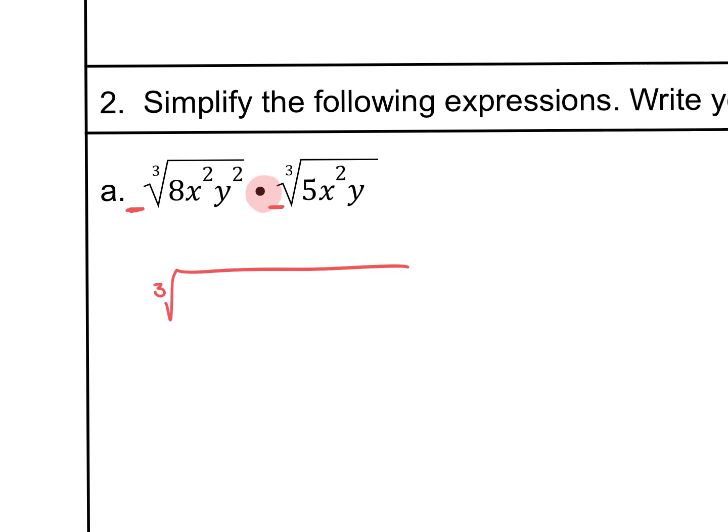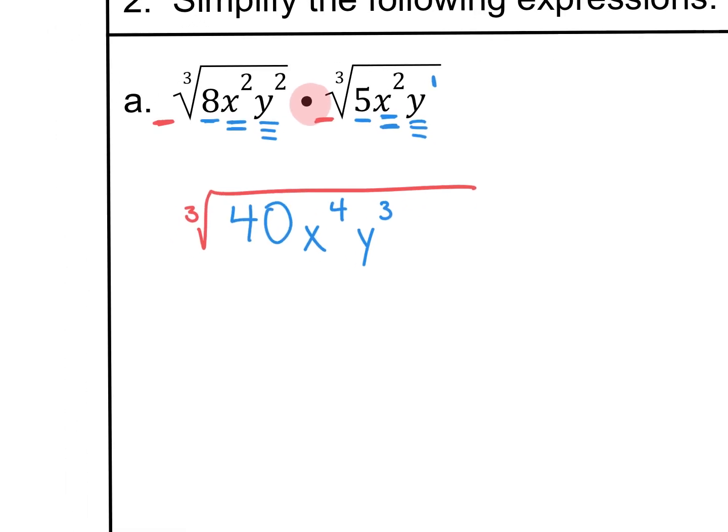And now I'm going to multiply the insides times the insides. So let's do it. 8 times 5 is 40. X squared times x squared. Well, those are the same variable. When we multiply like variables, we add the exponents. So 2 plus 2 is 4. And then same thing with the y's. Y squared times y. Well, if it's just a plain old variable, it's got an invisible 1 as its exponent. So 2 plus 1 gives me y cubed. Okay, we're not done yet, though. We still have to simplify the answer. So multiplication, easy in the beginning, but we got to simplify at the end.